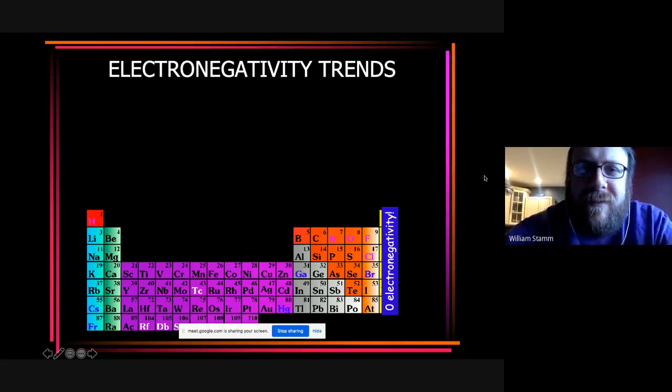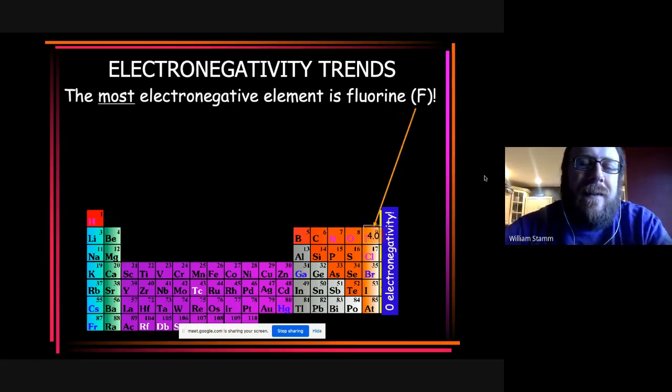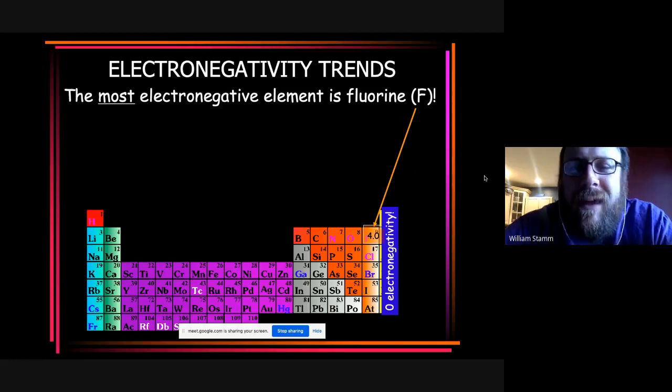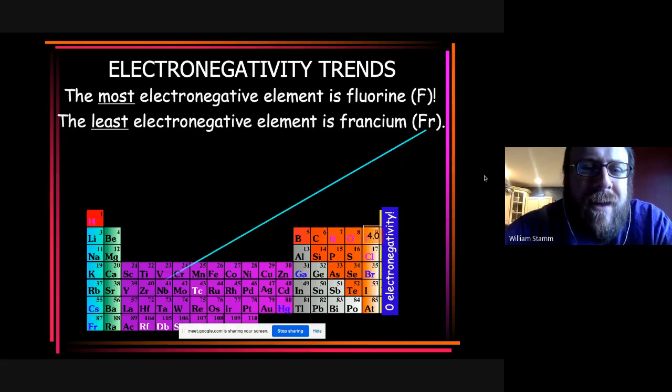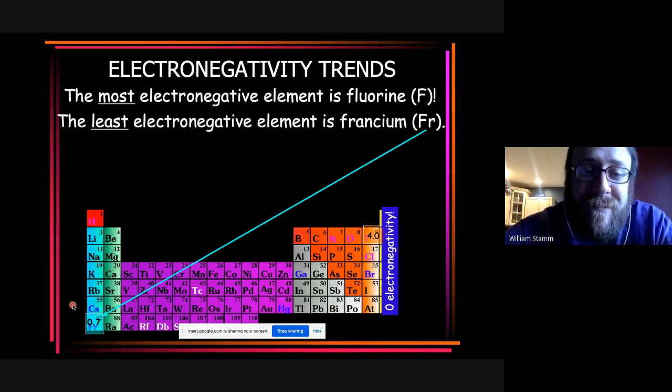I'm going to start here with this periodic table. This is in the middle of the notes, the last one we did yesterday. And obviously, if you remember, the most electronegative element in the entire periodic table is fluorine, 4.0 Paulings. It's measured in a unit called Paulings, after the famous chemist Linus Pauling. So 4.0, that's the highest one. And obviously, if you remember, francium, way down there in the bottom left, is going to be your least electronegative, and that's at 0.7 Paulings.